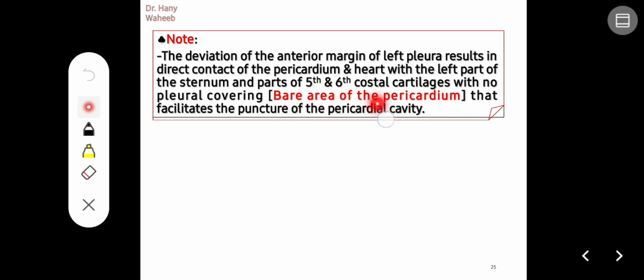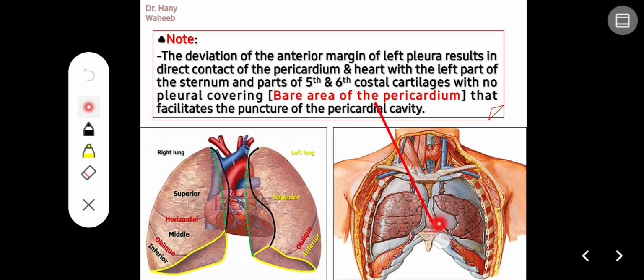This part is related to the left part of the sternum and the parts of the left 5th and 6th intercostal spaces and the costal cartilages. That facilitates puncture of the pericardial cavity. If you want to aspirate fluids from the pericardial cavity, we could introduce the needle through these parts without injuring the pleura.